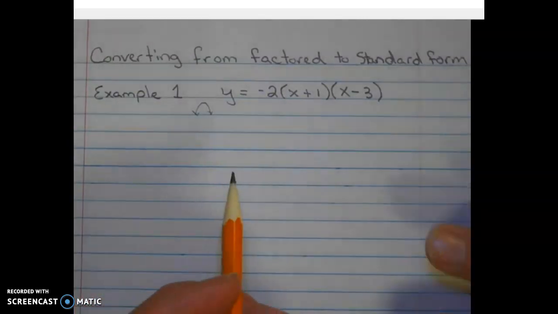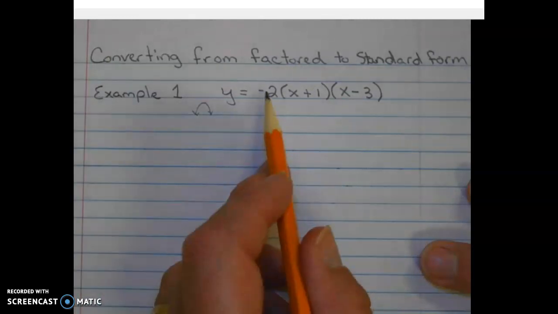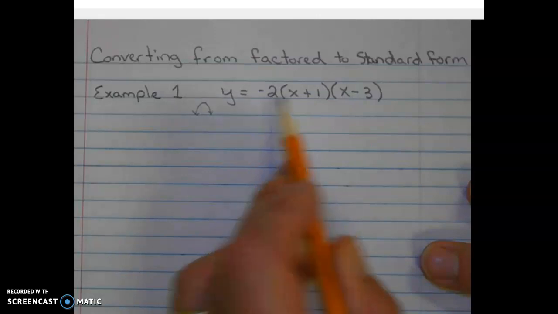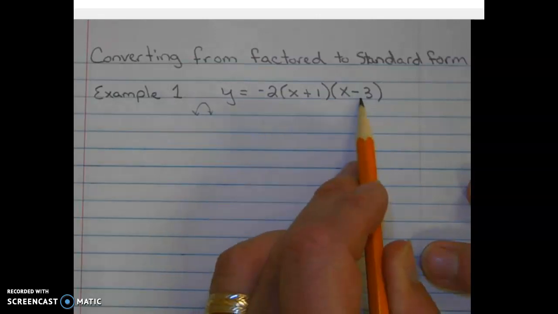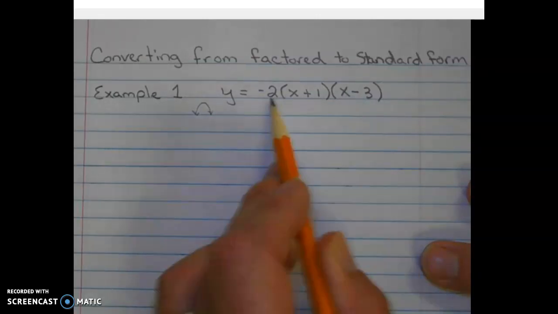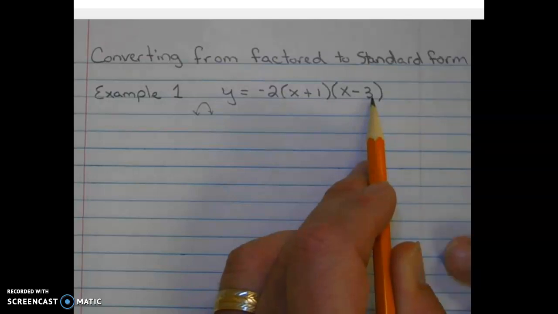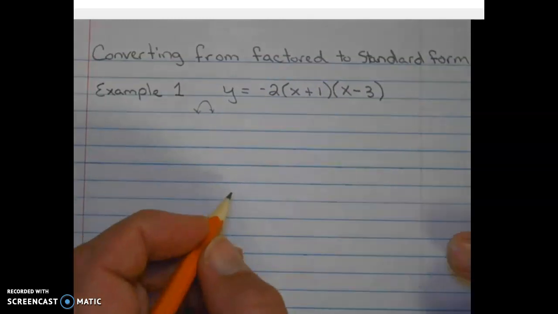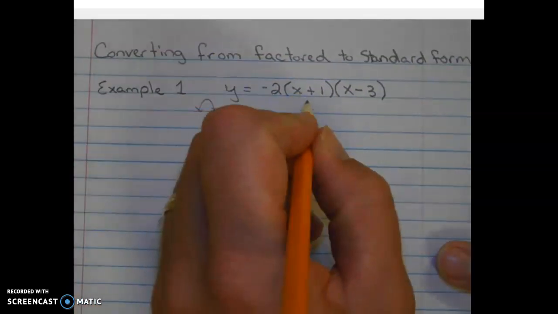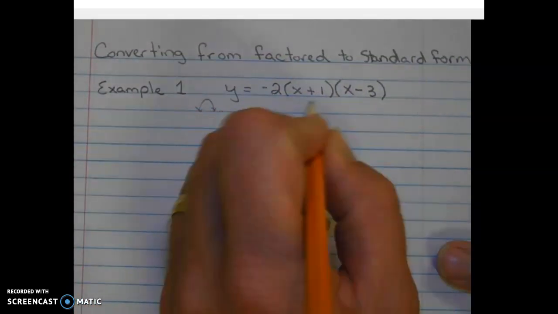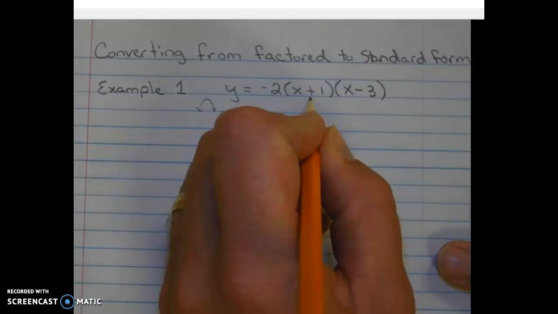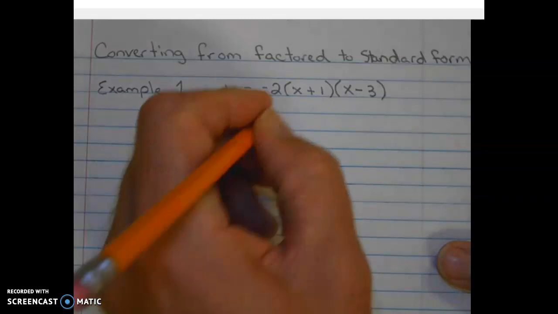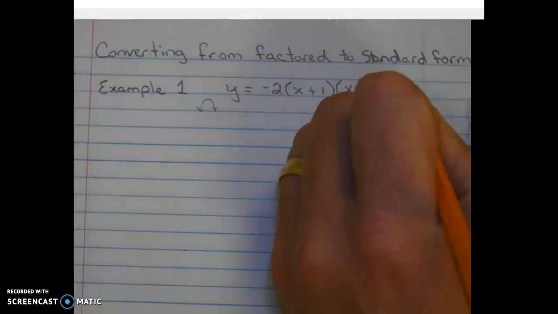The first thing we want to do here, well, we're multiplying these factors together. We have three factors: -2, x plus 1, and x minus 3. And so we just want to multiply these together. So now be real careful here. My recommendation is that you go ahead and multiply the two binomials together first. So to multiply these together, we're going to use what's called the FOIL method.